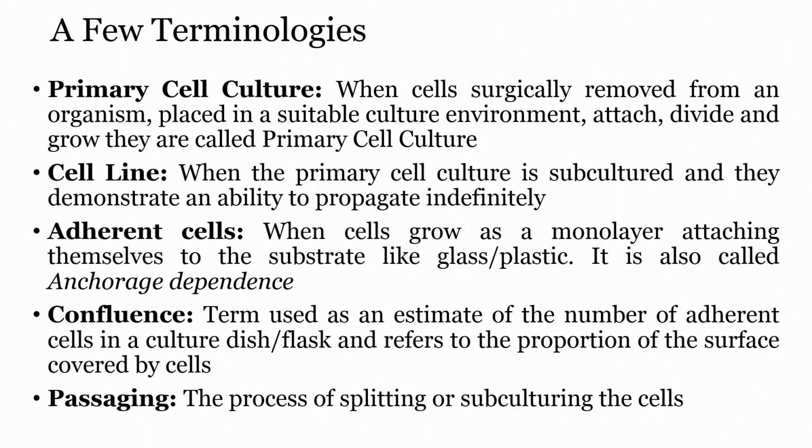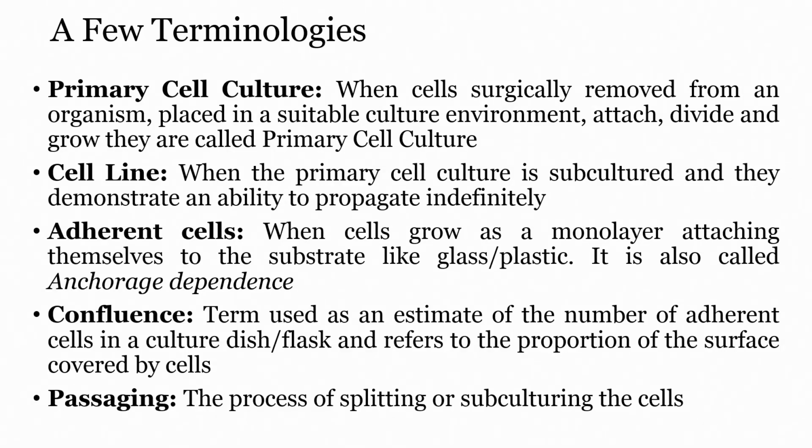Cell line, what is a cell line? When the primary cell culture is subcultured and demonstrates an ability to propagate indefinitely, it is called a cell line. Then there are adherent cells. Adherent cells are cells that grow as a monolayer, attaching themselves to a substrate like glass or plastic. It is called anchorage dependence, that is like an anchor, right, anchoring. Because the cells will stick to the glass or plastic in a monolayer.